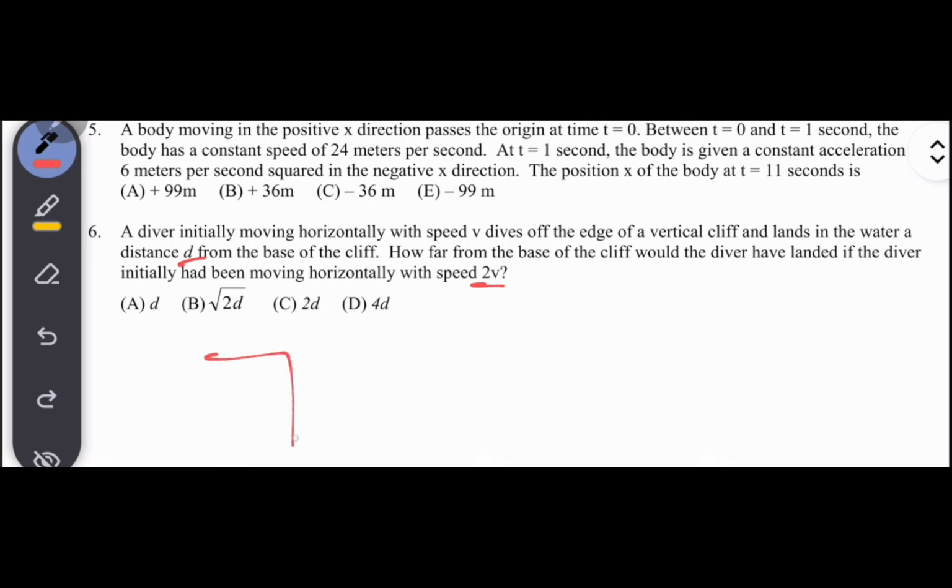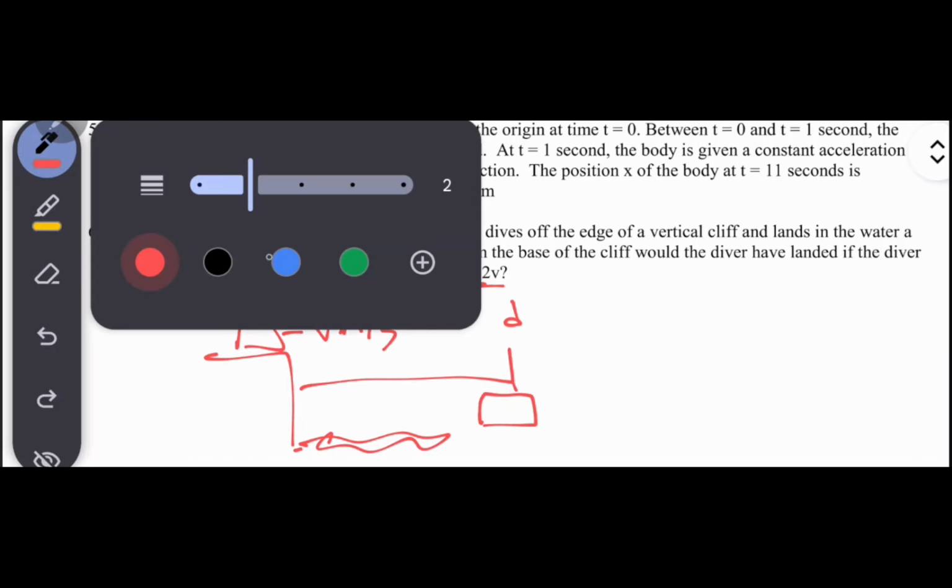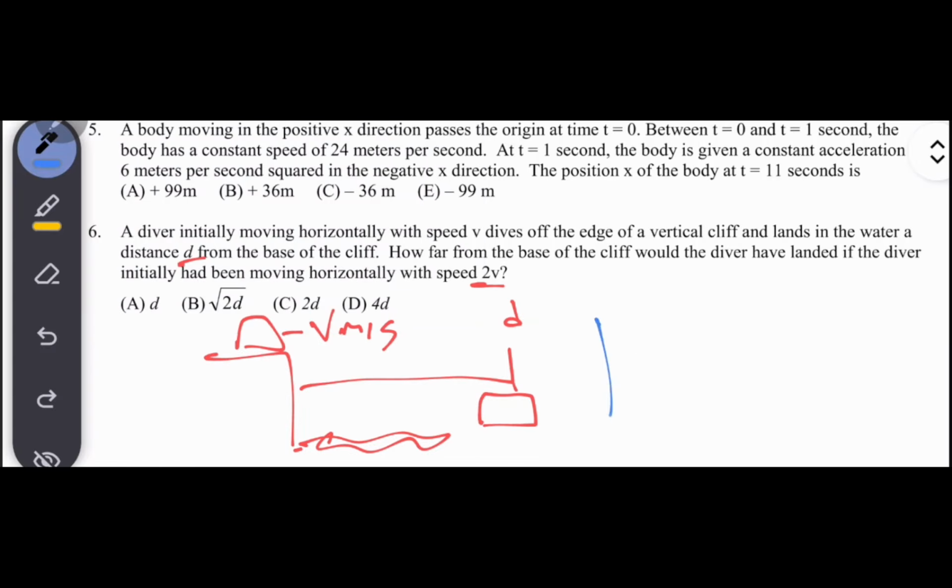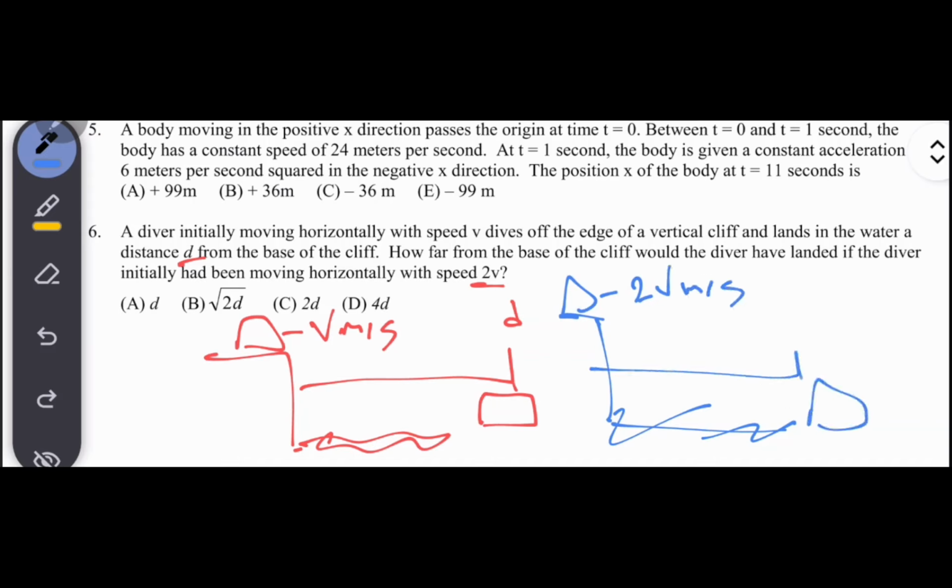So here we have our cliff, and then here we have our water, okay? And the car is initially driving with a velocity of v, so v meters per second. And then the car, let's say, lands over here. This would be distance d, that's where it lands. And now it's asking us for another scenario where we have the same car, the same cliff, the same water, and here it's driving with a velocity of 2v meters per second, and it lands over here a distance of something d.